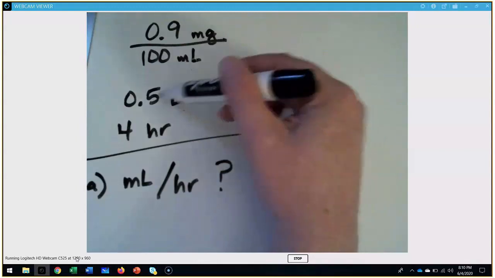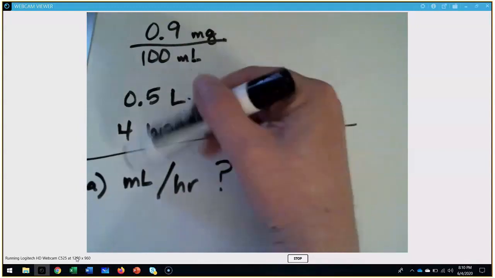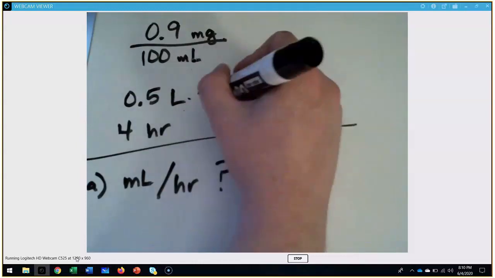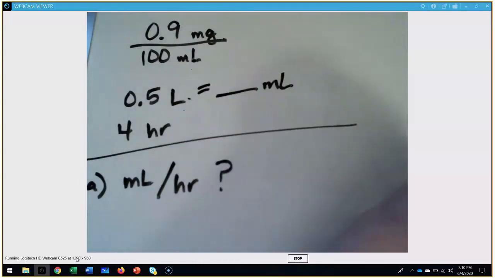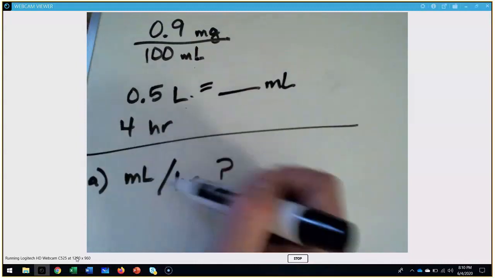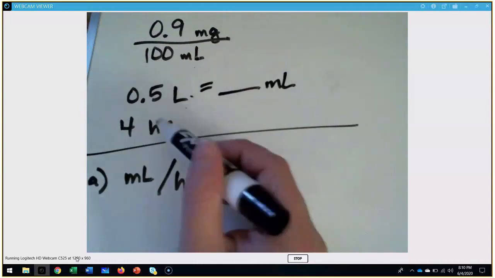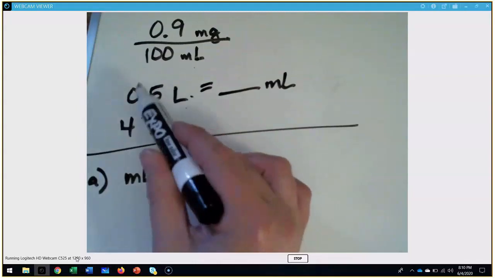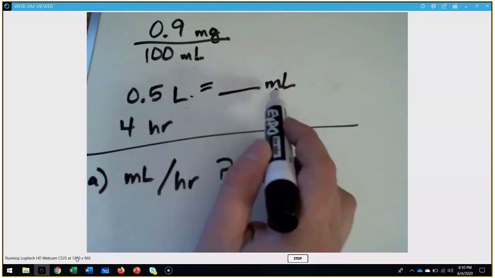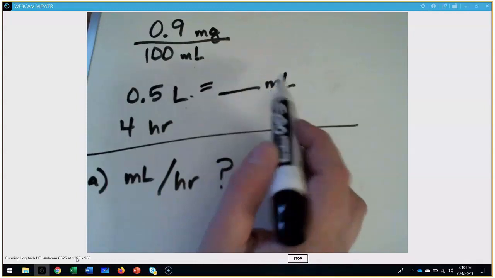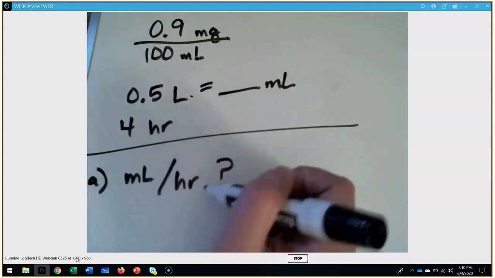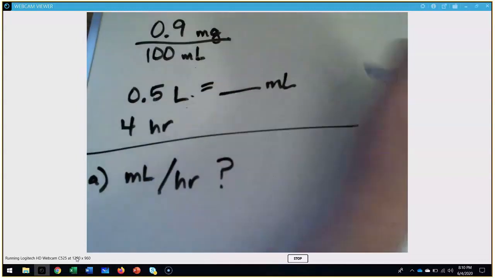Let's see what else we've got. We've got liters. Liters could be used to create milliliters if I convert it. And then I have hours. So that matches. I'll use that too. So here's what I'm going to do. I'm just going to convert my half of a liter to milliliters. And if I divide that by the hours, that'll tell me the flow rate of all of this in milliliters per hour.